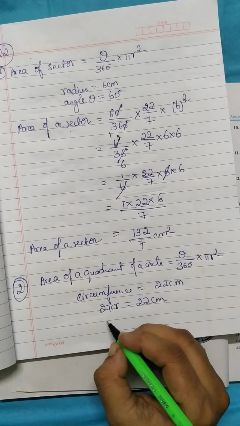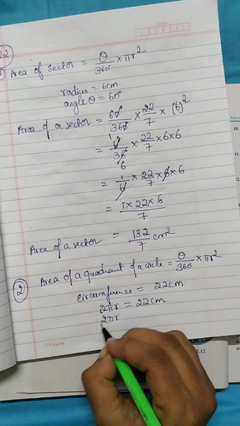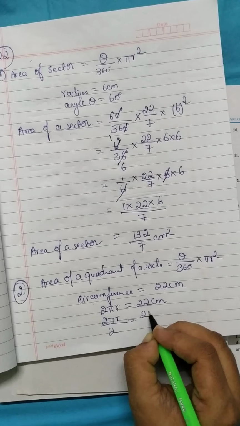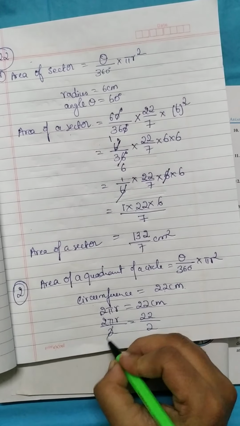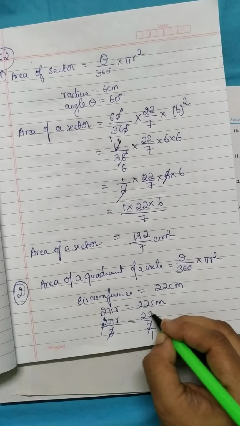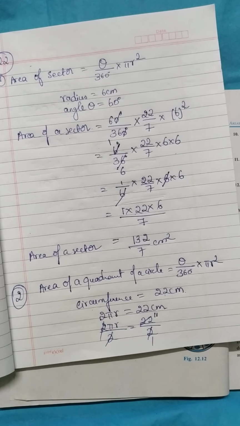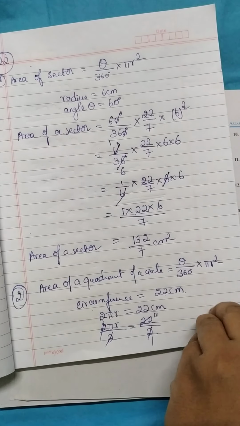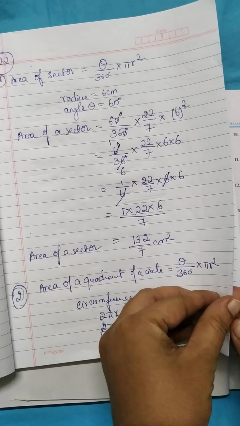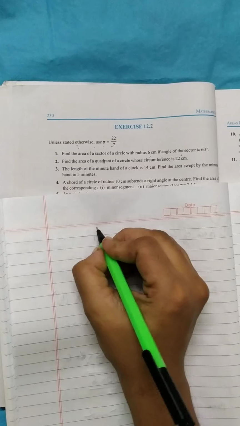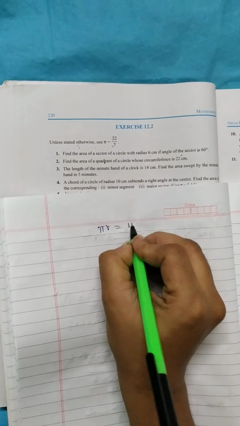You will get 2 pi r by 2 is equal to 22 by 2. So 2 gets cancelled. 2 ones are 2, 2 11s are 22. So what is left? Pi r is equal to 11. So you will have pi r is equal to 11.